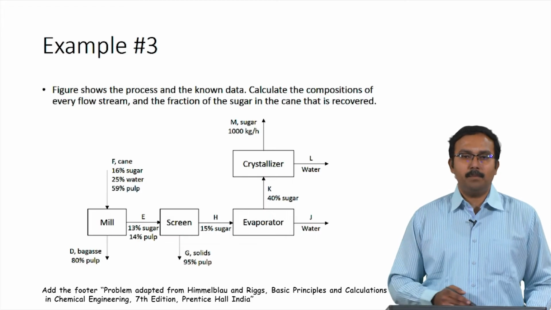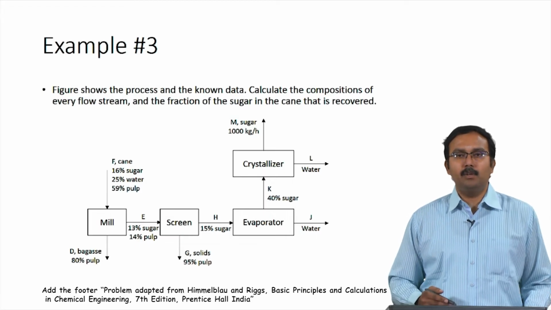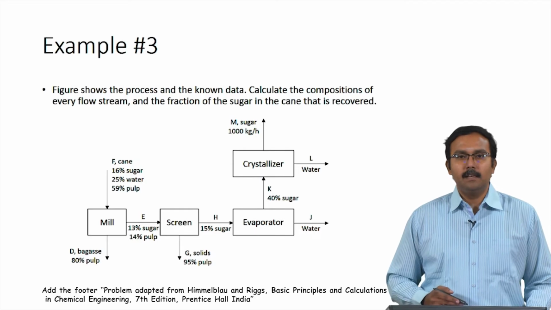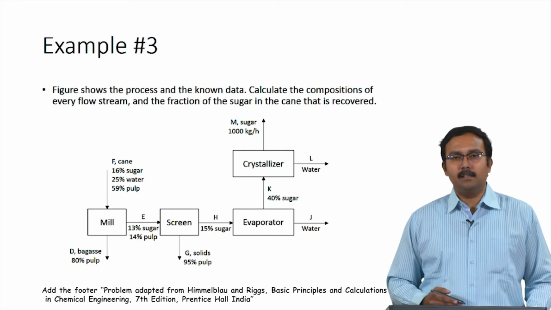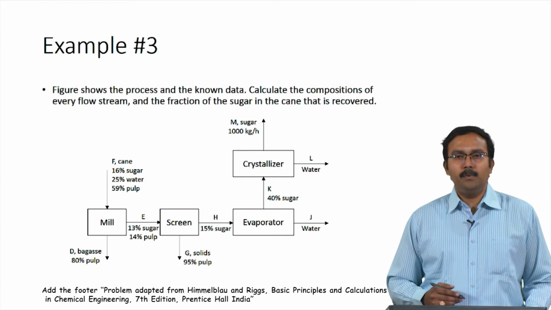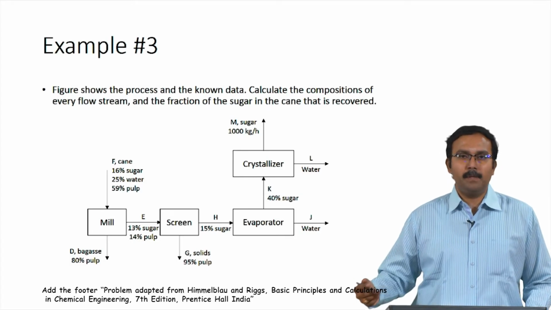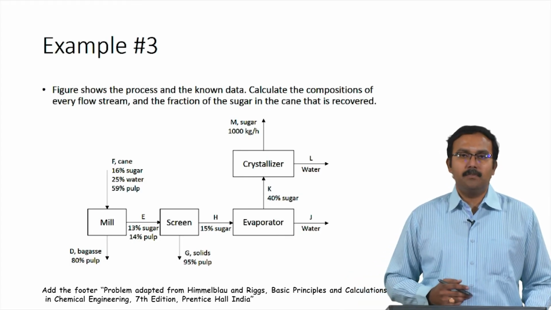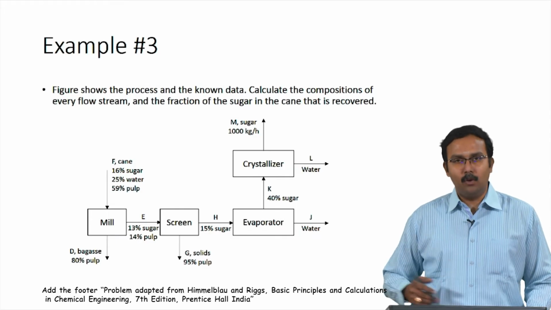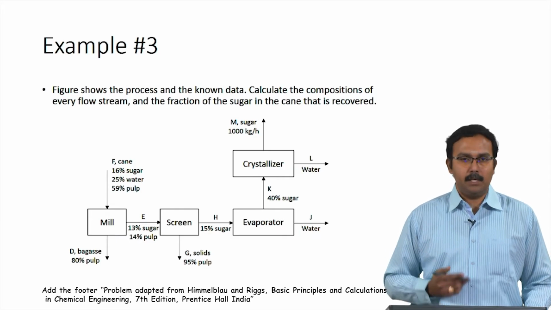We have some compositions given, but we do not know the mass flow rates for any of these. So, here how do we start? Where do we start? We could look at the simple problems which we have done earlier. The first strategy would be to start with the overall system. Will that strategy work here?